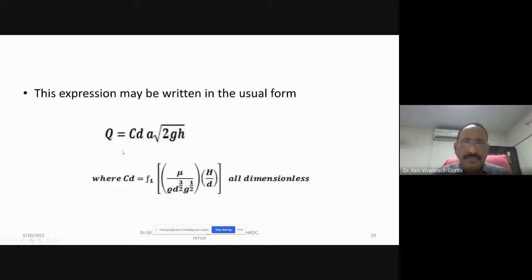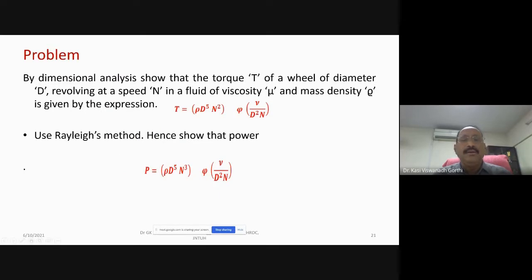Okay. Just try to attempt this problem: the torque of a wheel of diameter d revolving at a speed n, in a fluid of viscosity mu and mass density rho, is given by T is equal to rho d squared n squared into some function psi of mu by d squared n. Use Raleigh's method. Also find the power P. Okay, so this is the problem given.